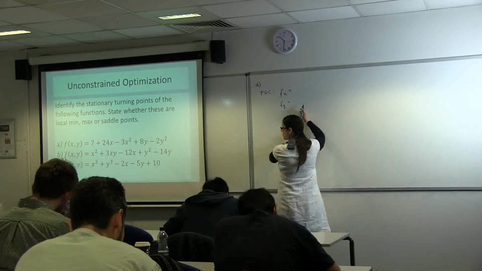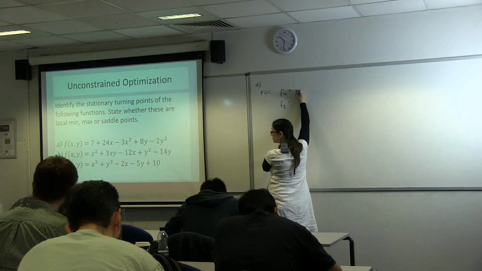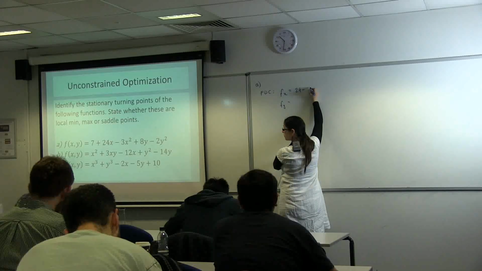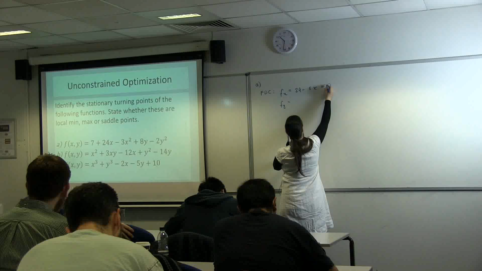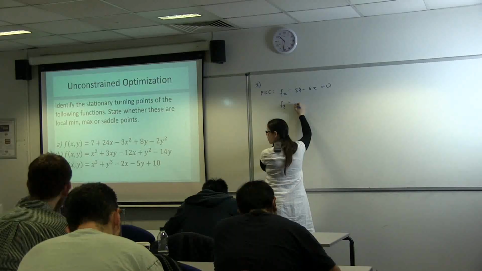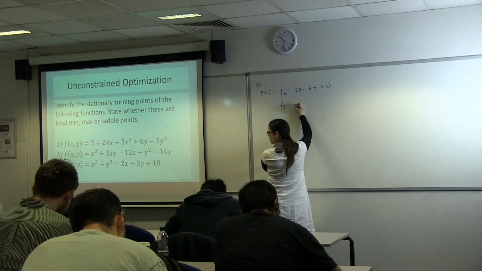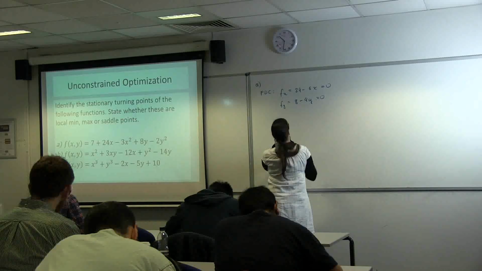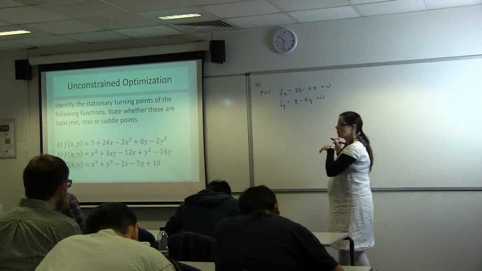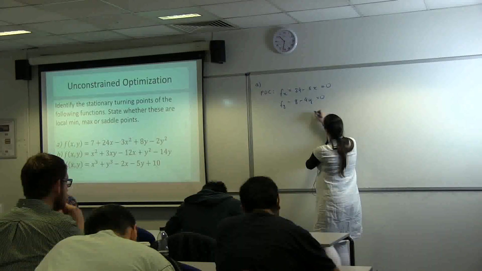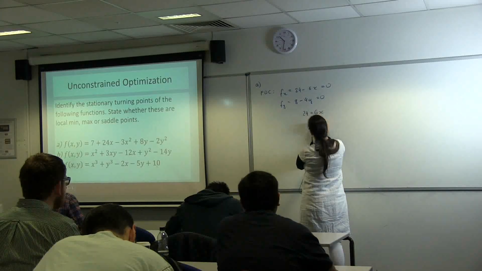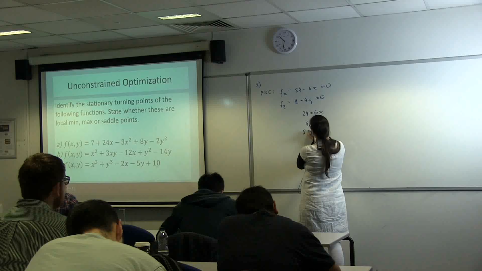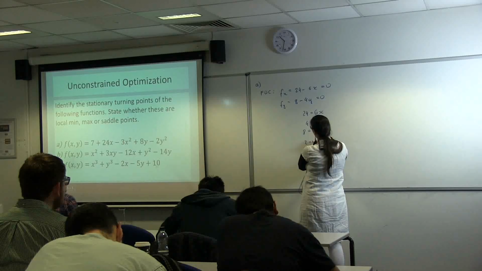Okay, so what is the first order partial with respect to x? Minus 6x, and that has to be equal to 0. And the first order partial with respect to y is? And that's equal to 0 again. So it's a system of equations, thankfully a very simple one. So I know that 24 has to be equal to 6x, so 4 has to be equal to x. 8 has to be equal to 4y, so 2 has to be equal to y.